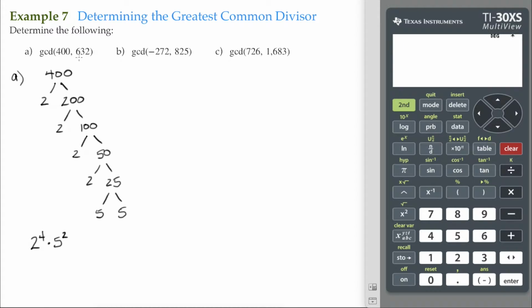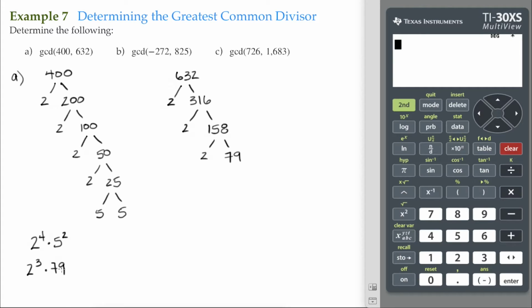We'll do the same for 632. That's 2 times 316. 2 times 158. 2 times 79. And 79 is prime, so I think we got them all. So we're going to write this as 2 to the 3rd times 79.